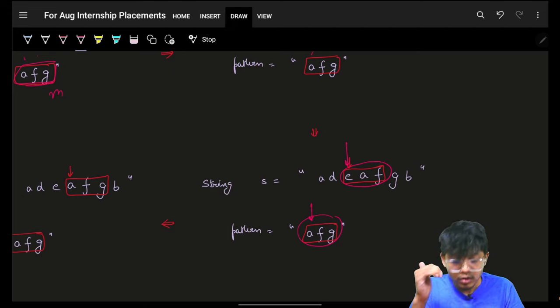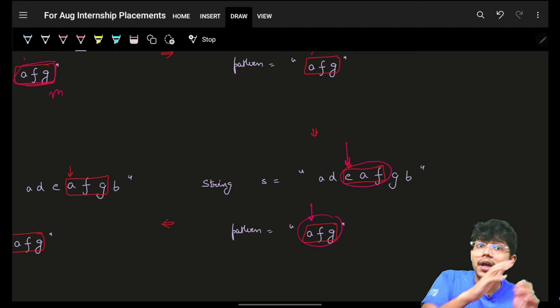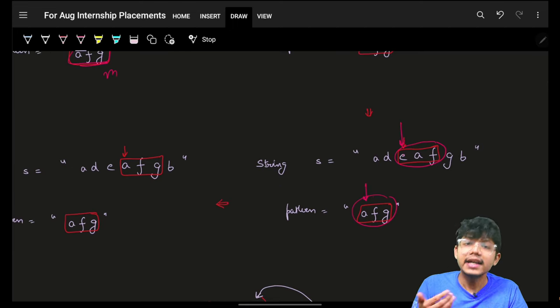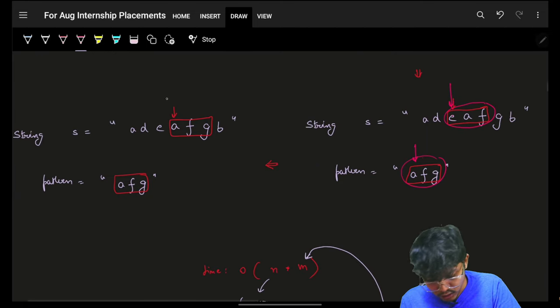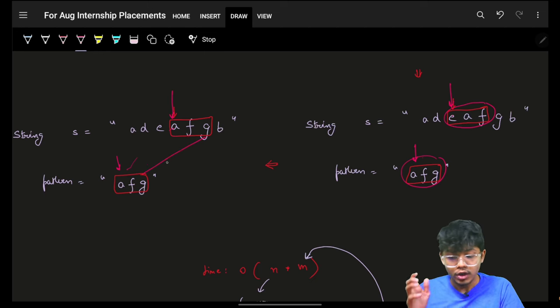At E and A, it was not matching, so I simply moved on. Then I was here. Again, compare the pattern. A matched. Okay, F matched. G matched. Oh, the entire pattern is matching.